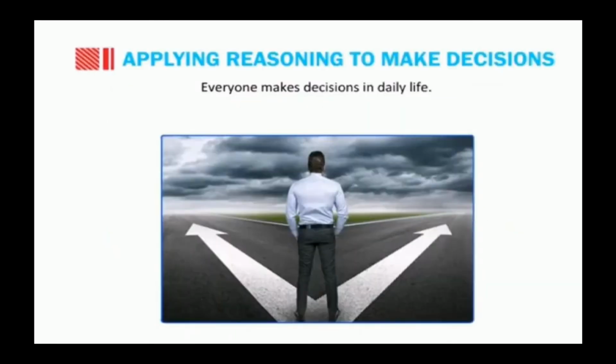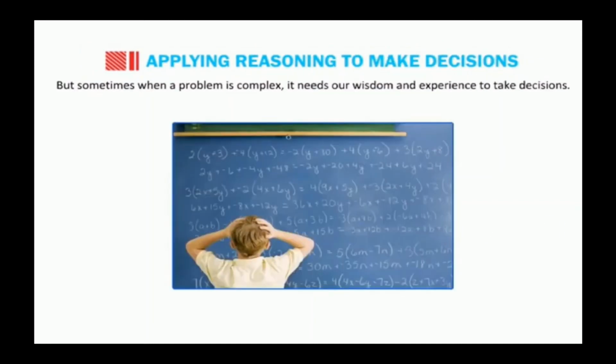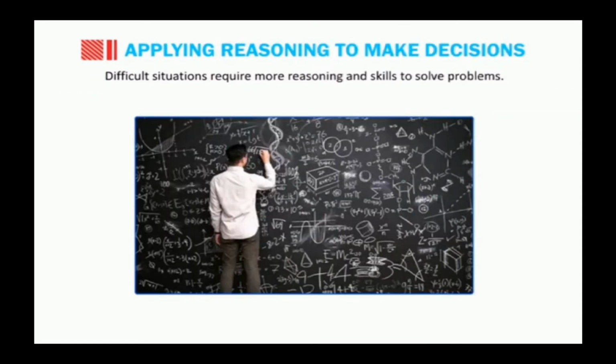Now, applying reasoning to make decisions. Everyone makes decisions in daily life. Some of our problems are so general that we hardly take any time to decide on them. But sometimes when a problem is complex, it needs our wisdom and experience to make a decision. Difficult situations require more reasoning and skills to solve the problem.